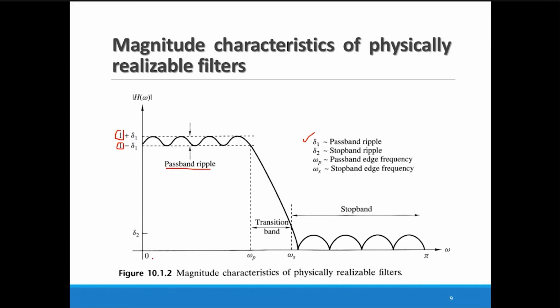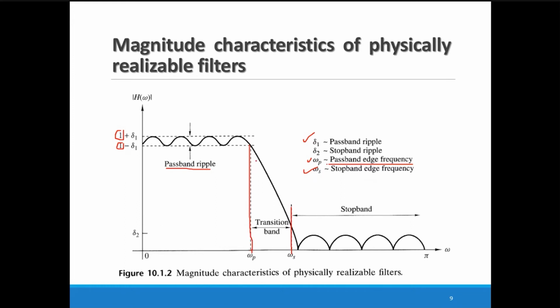This particular spectrum from 0 to omega p, where omega p is the passband edge frequency. This region is known as the passband region, or the bandwidth of your filter. And omega s is the stop band edge frequency. So this is the edge frequency of the stop band, and this is the edge frequency of the passband.